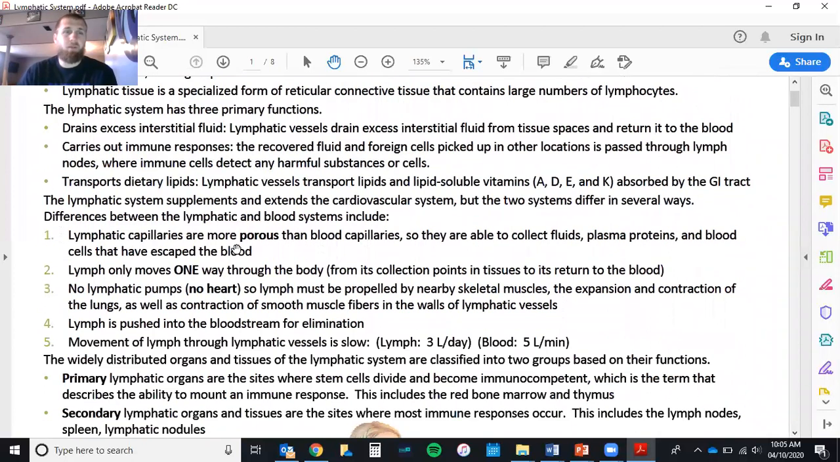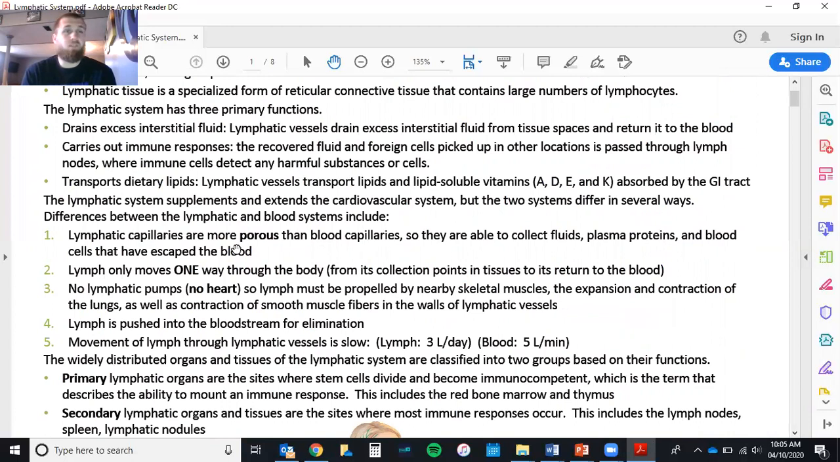Lymphatic system, 3 primary functions. It drains that excess interstitial fluid from the tissue spaces, which goes to the blood. Just talked about that. Second, it carries out immune responses. Lymph fluid and foreign cells picked up in other locations pass through lymph nodes where immune cells detect any harmful substances or cells. And then third and final function, we'll actually talk a little bit more about this in a future lecture on the digestive system.